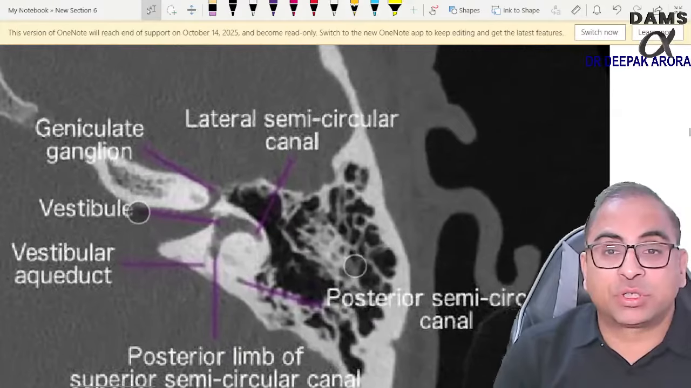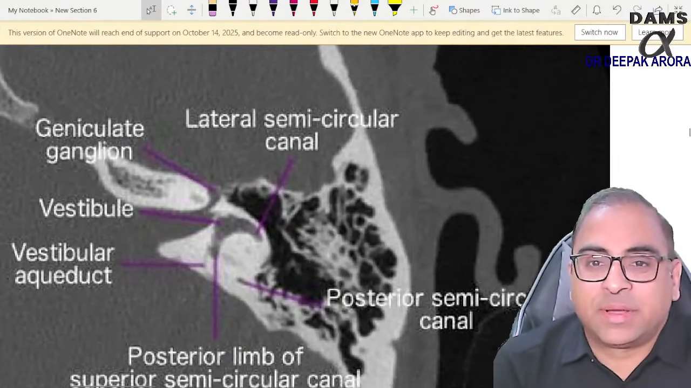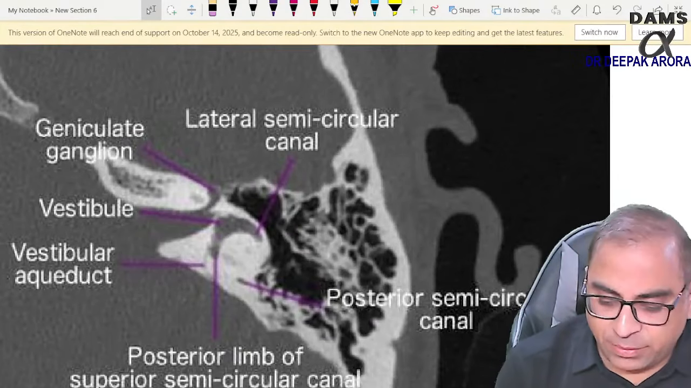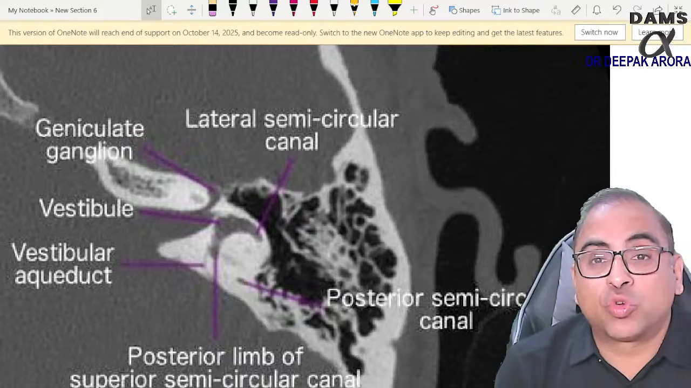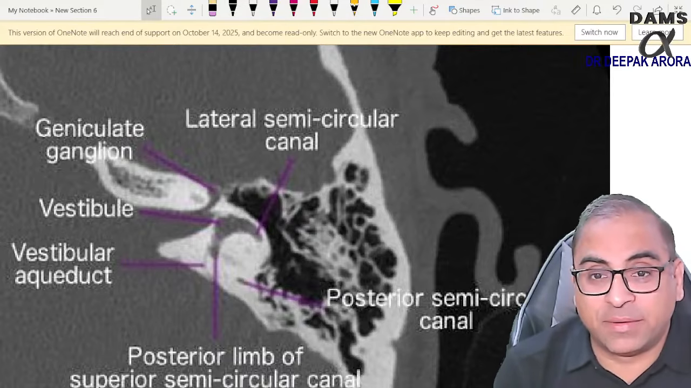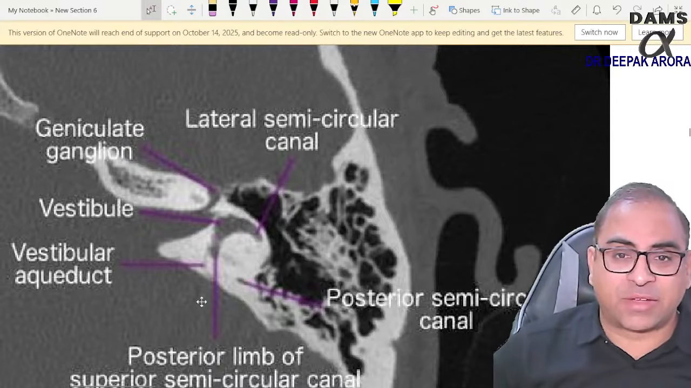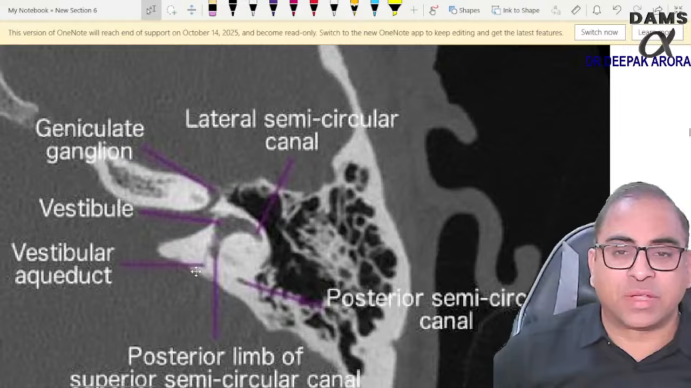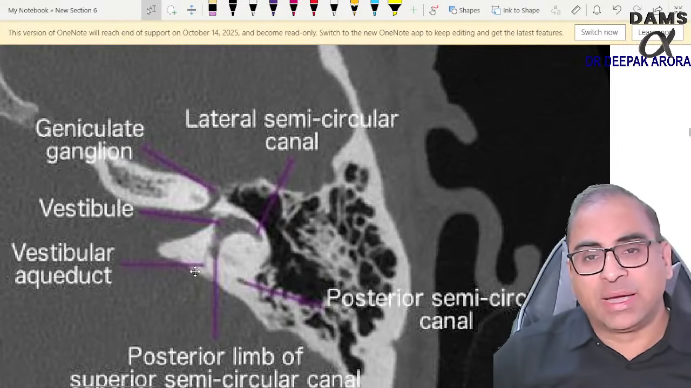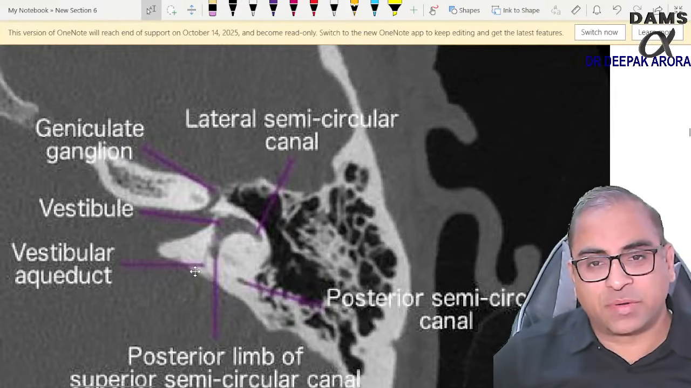This is a favorite question of your NEET examiner. They always ask you about the lateral semicircular canal. It is next to the medial surface of the mastoid, and the posterior canal will be just next to it. This area, this segment, will be your aqueduct. I hope you're getting my concept, clear?